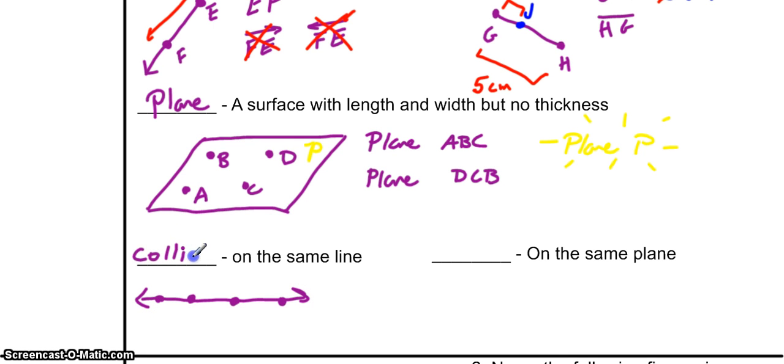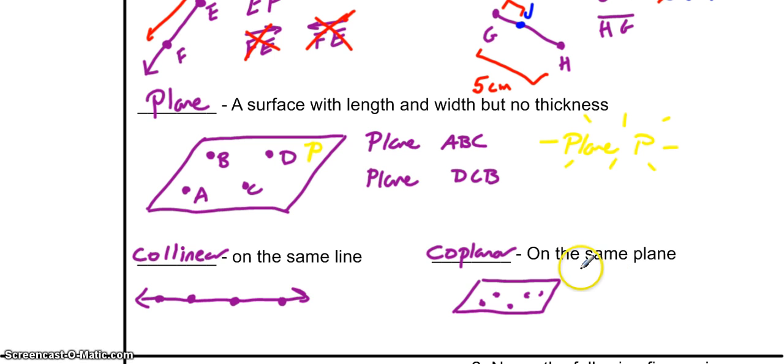co-linear. Co, think co-captain, co-pilot, meaning same, they're doing the same thing. Linear, meaning on the same line. So if you stand in a line with a bunch of other people, you are co-linear. On the same plane, you can kind of guess, co, for the same, and planar, coplanar. So if you have a flat sheet with a bunch of points on it, they are all coplanar. For example, posters on a wall might be coplanar. People standing on the same floor, coplanar.